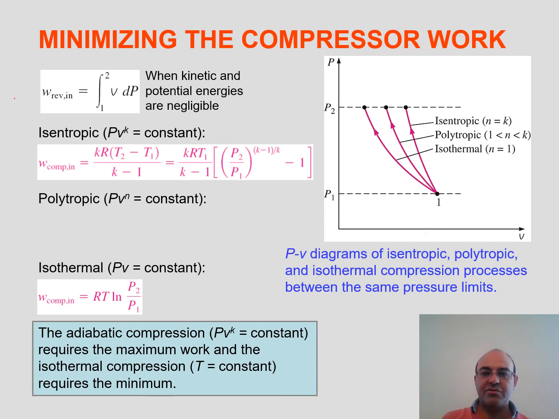So we just found a relation for the reversible work, which was equal to the minus integral of VdP plus kinetic energy and potential energy. So if we neglect the kinetic and potential energy changes, then we will only have negative integral of VdP. So that's for the work done by the system. In the case of a compressor, work has to be done on the system. Therefore, we drop the negative sign and we use this integral with the positive sign.